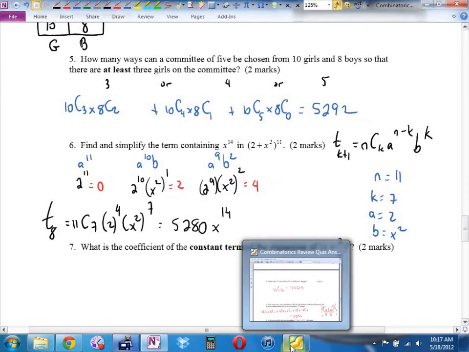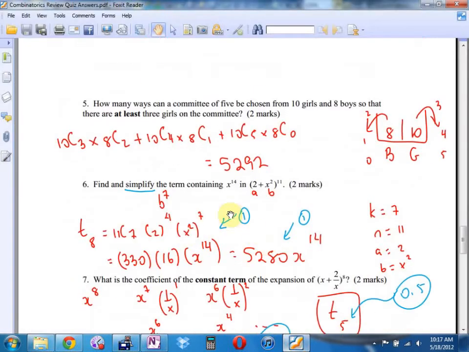In terms of part marks, I did something like this. 1 mark if I saw that, 1 mark for the answer.